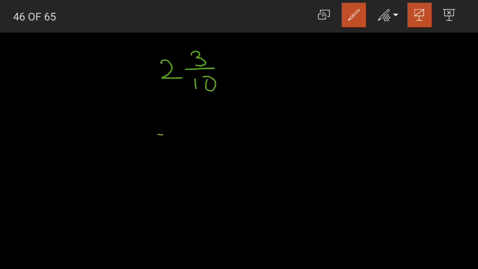Now there are two ways to convert this into a decimal number. First, keep the 2 as it is, then place a point. In the denominator after 1 we have 0, so in the decimal number we'll have only one decimal place, and that would be our numerator 3. 2.3 becomes our answer.